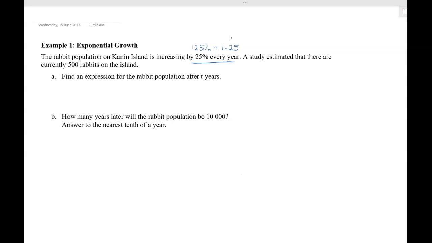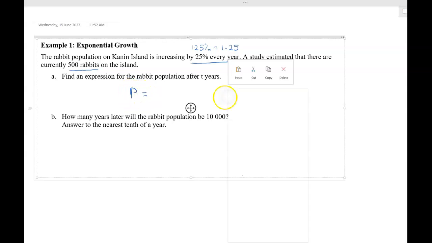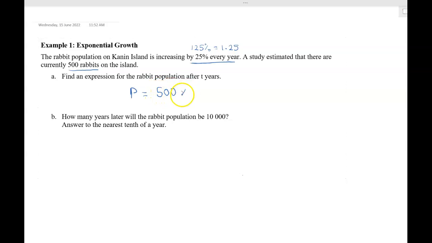We're going to estimate there are currently 500 rabbits on the island. So when t is 0, we're expecting the rabbit population to be 500. So now the expression for the population, we'll call it P, will just be 500 times the growth factor to the power of t. So after 1 year, we'll be timesing it by 1.25. After 2 years, we'll be timesing it by 1.25 squared. And this is our general setup.